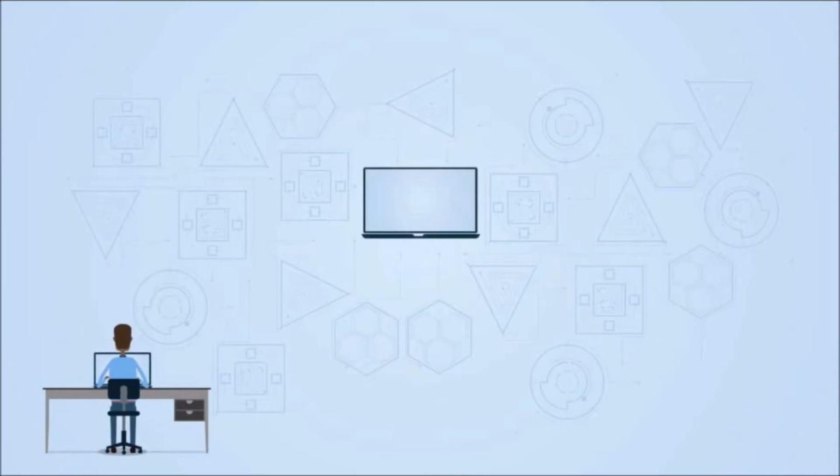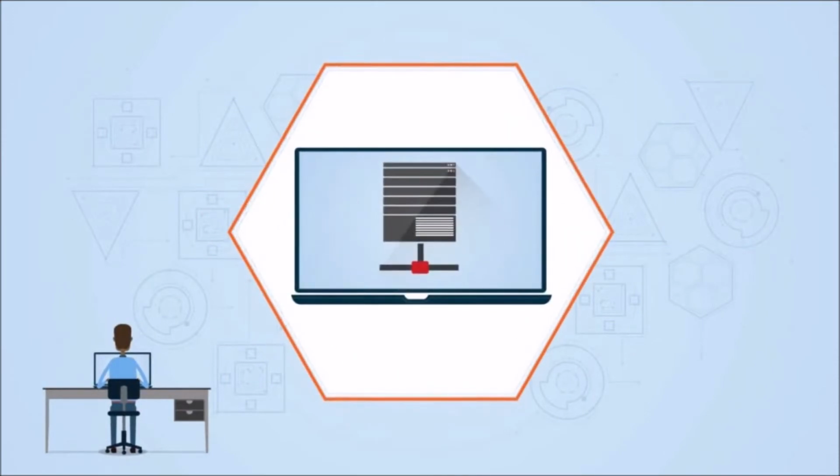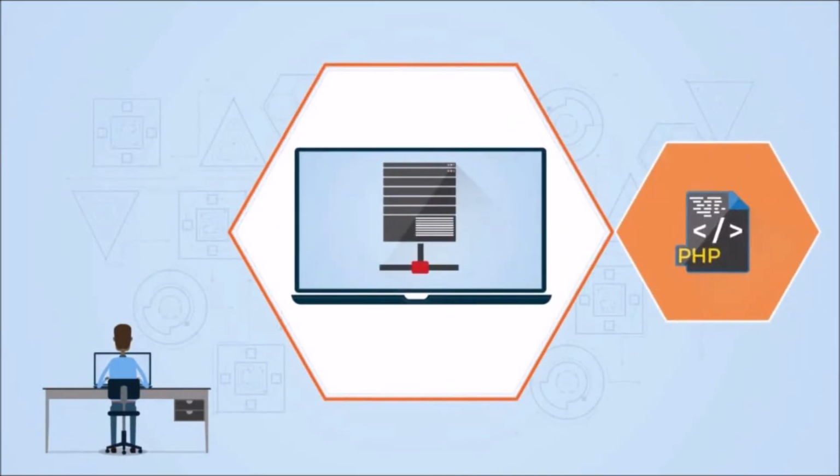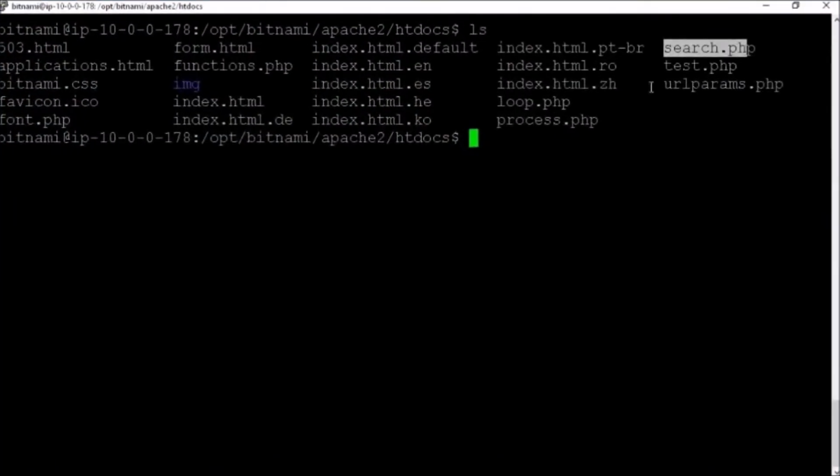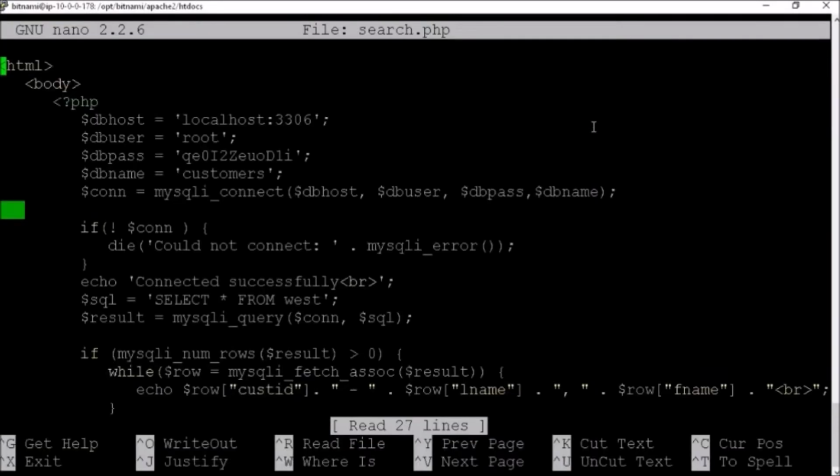In this video, I'll demonstrate how we can make a connection to MySQL using PHP. On my server, I've already got a file I've created called search.php. Let's open that up. So I'll type in sudo, we'll use the nano editor, and we'll open up our search.php file.